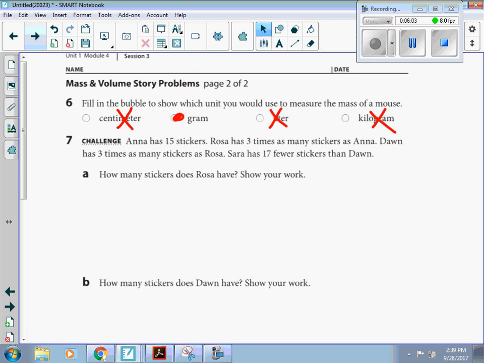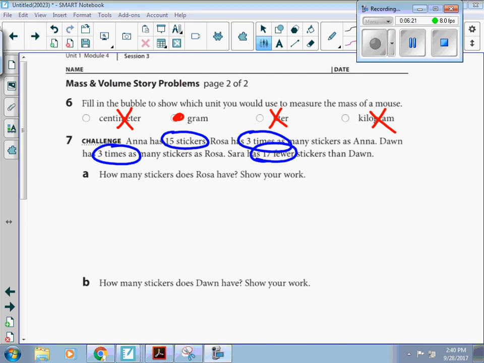And our challenge question, number 7. Anna has 15 stickers. Rosa has 3 times as many stickers as Anna. Dawn has 3 times as many stickers as Rosa. And Sarah has 17 fewer stickers than Dawn. So then it says, how many stickers does Rosa have?